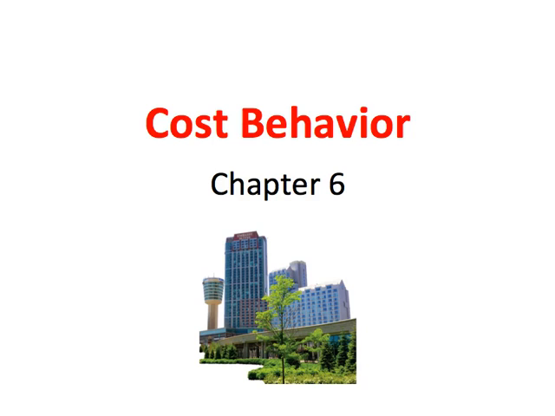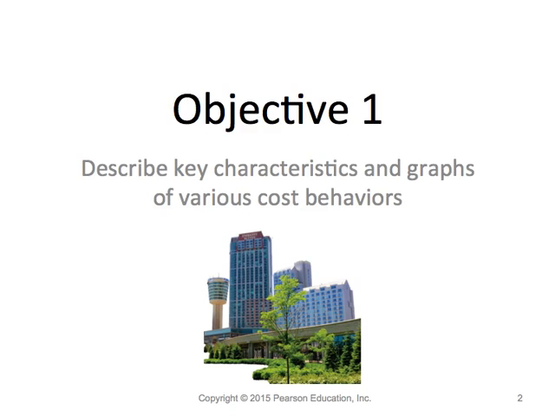All right, this chapter is on cost. We're going to focus on another way to categorize cost. It's called variable costs and fixed costs. So let's take a look. Okay. First objective is to describe key characteristics in graphs of various cost behavior.